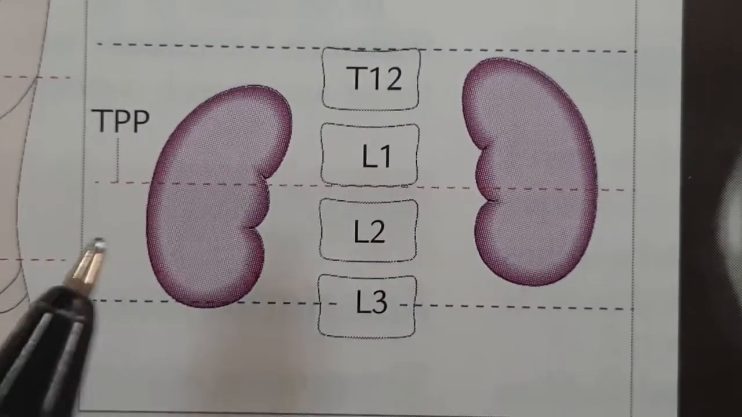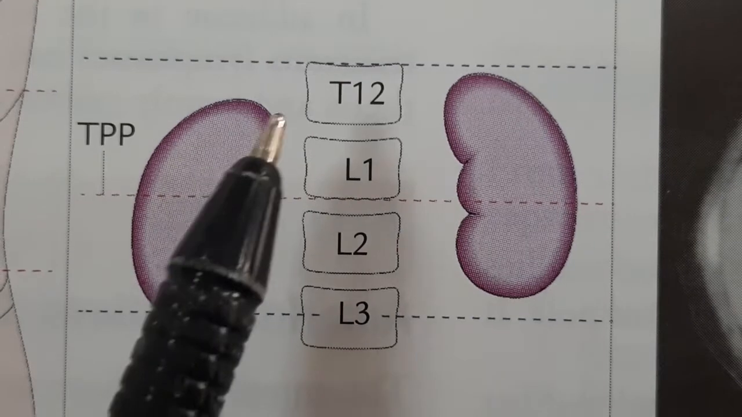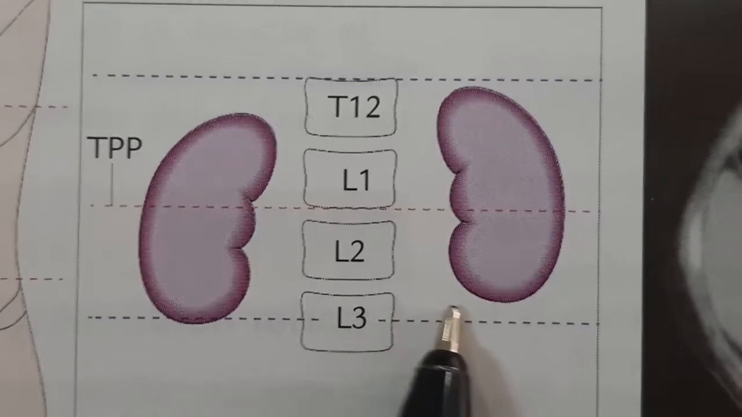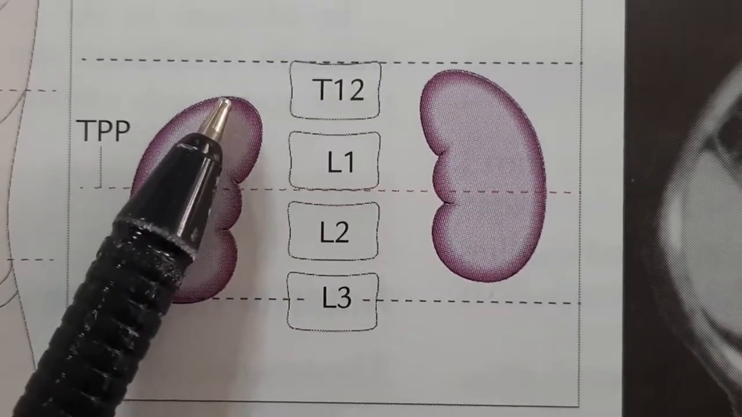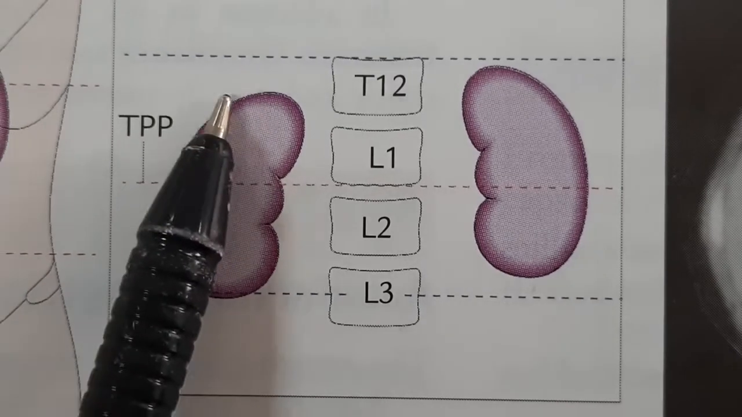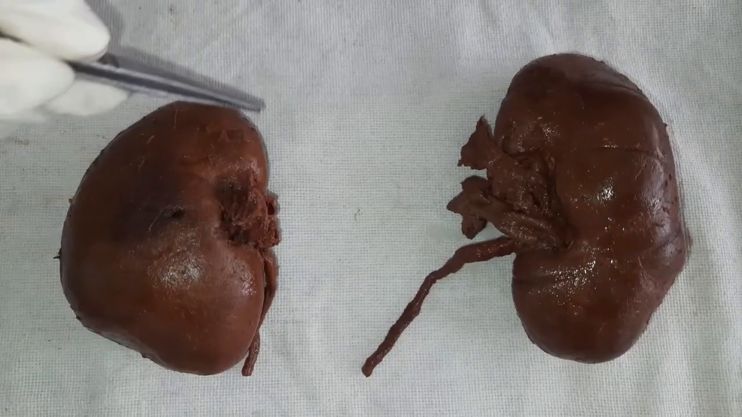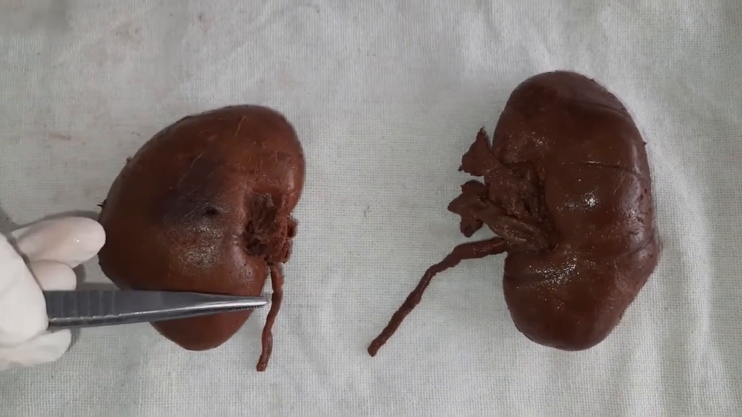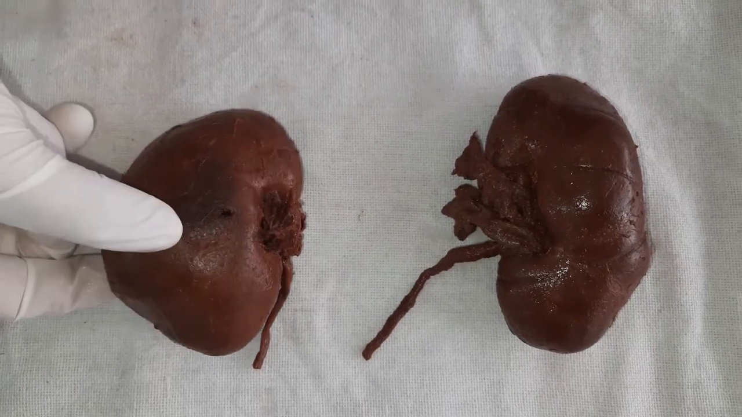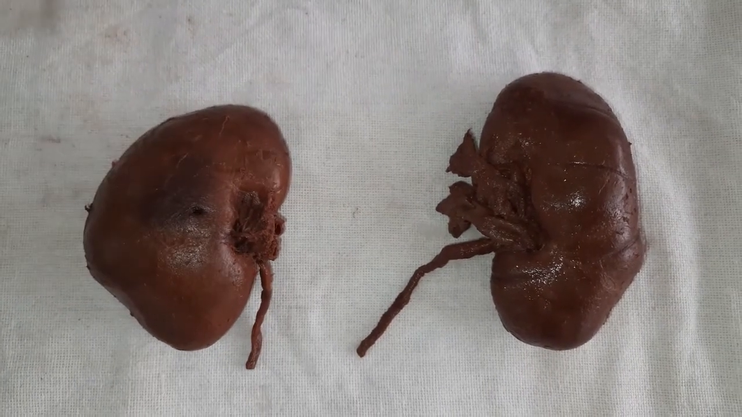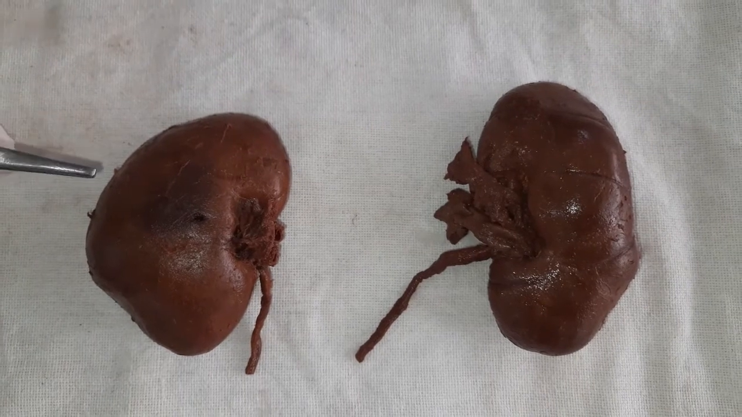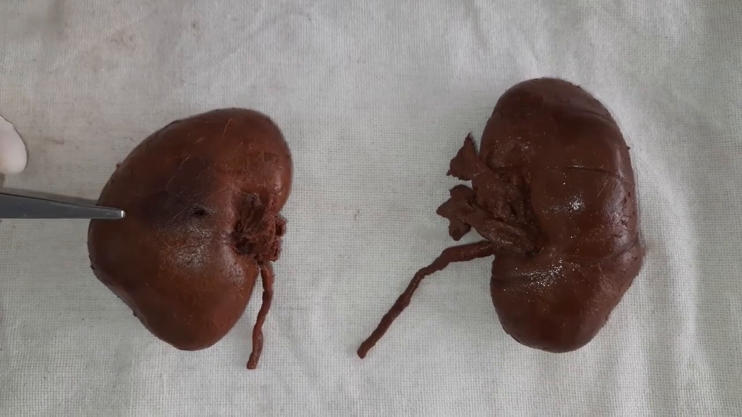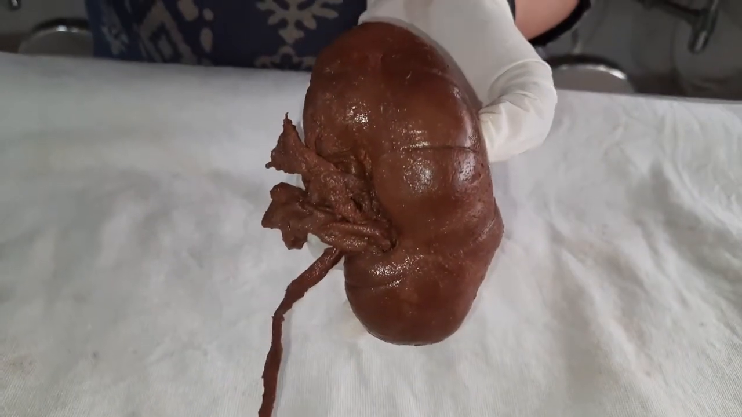The long axes are slightly oblique so that the upper end or the upper pole is nearer to the median plane as compared to the lower pole. The right kidney is at a slightly lower level than the left one due to the presence of the liver on the right side. Kidney is a bean-shaped organ. The length of kidney is 11 cm, width is 6 cm and thickness of the kidney is 3 cm. The weight of kidney in case of the male is 150 gram and in case of female it is 130 to 135 grams. Now the external features of the kidney.